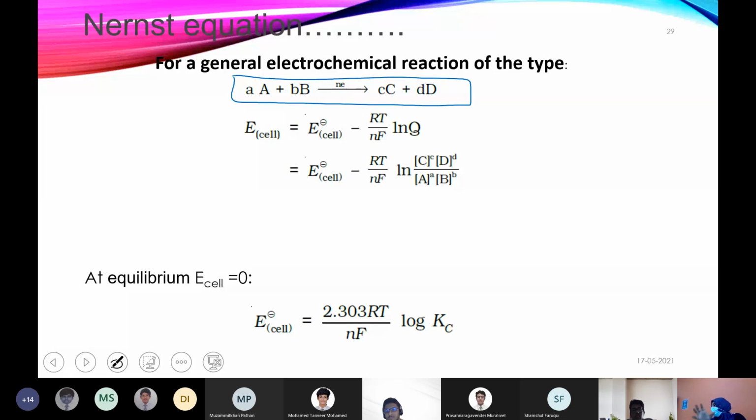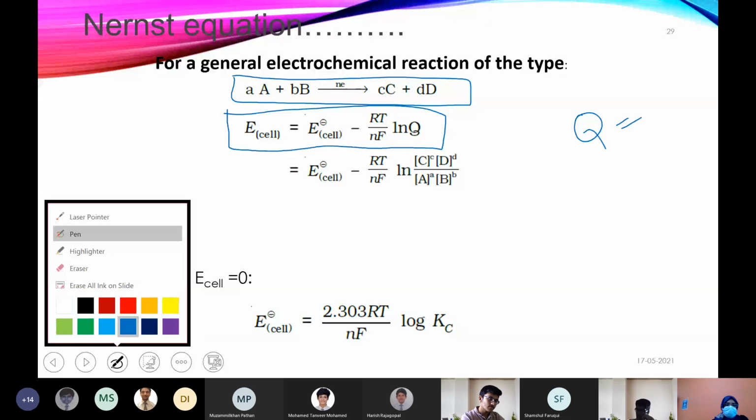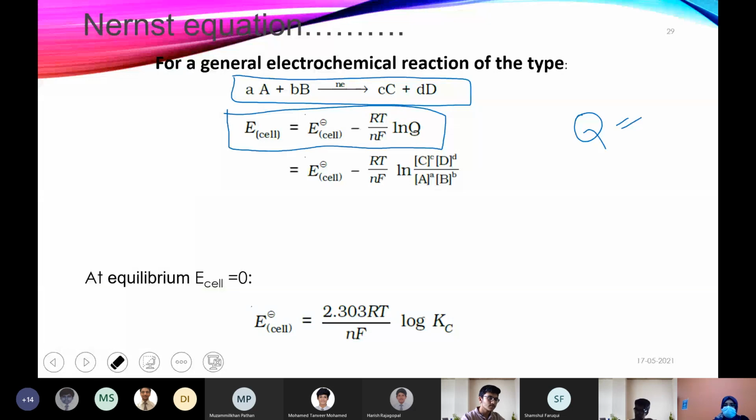If that is a reaction happening inside an electrochemical cell, then the equation is E cell is equal to E0 cell minus RT by nF ln Q, where Q is the reaction quotient. Like last year, it's the concentration of the products raised to their powers divided by the concentration of the reactants. So this is the general representation. You can write it for any reaction.